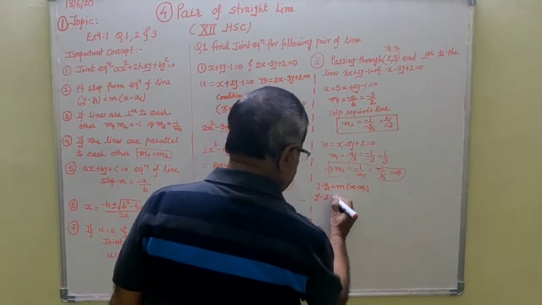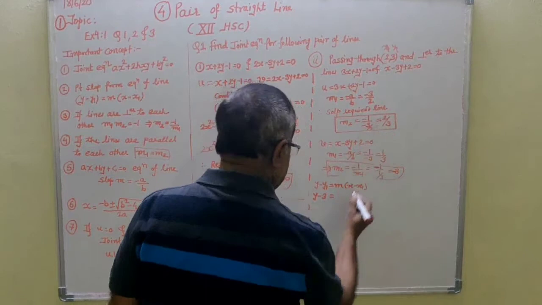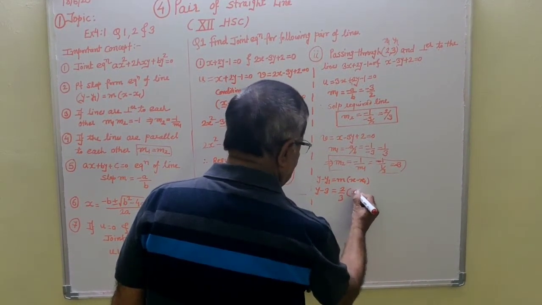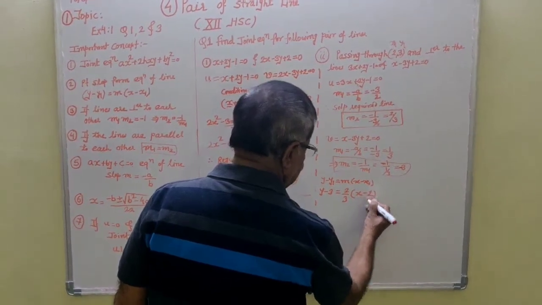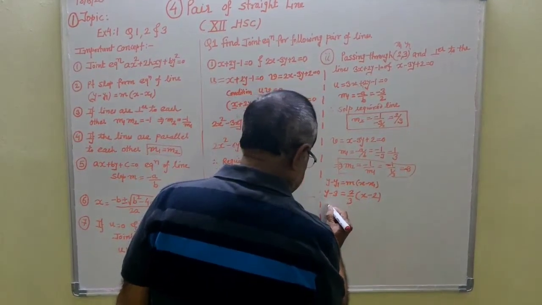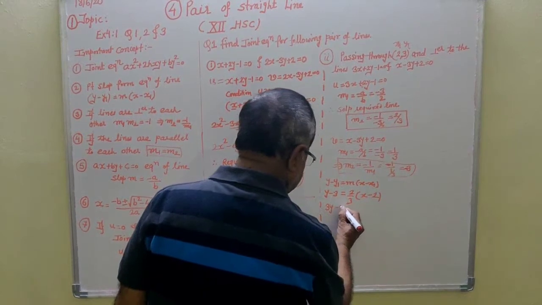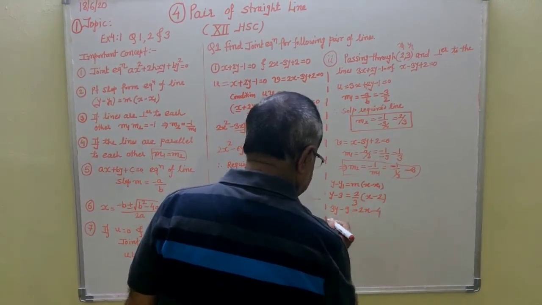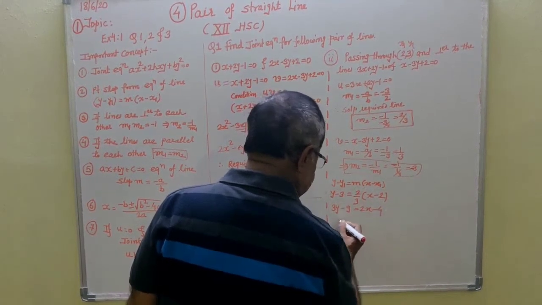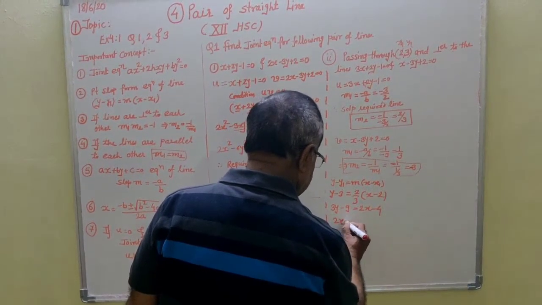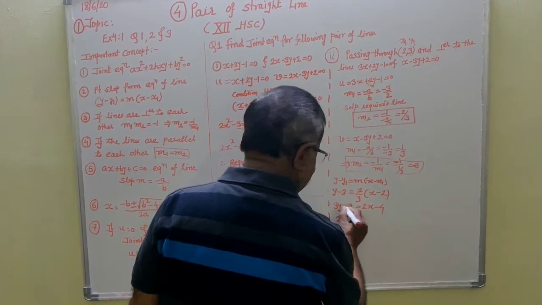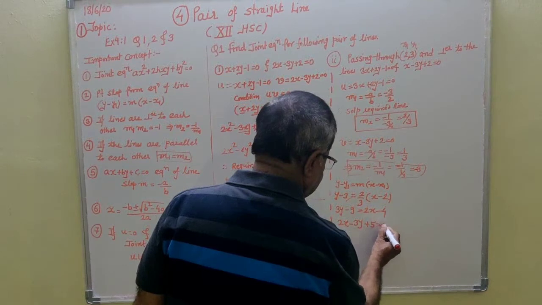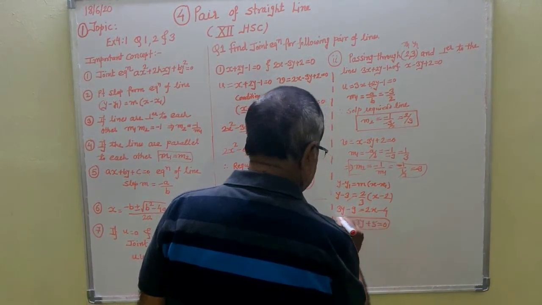So y minus 3 is equal to the slope of the first line, 2 by 3, into x minus 2. Now by multiplying this equation, 3y minus 9 is equal to 2x minus 4. Now I will transfer this 3y to the other side. So what will come here? 2x minus 3y, minus 4 transferred also, so plus 5 is equal to 0. This is the required equation, the first required equation.